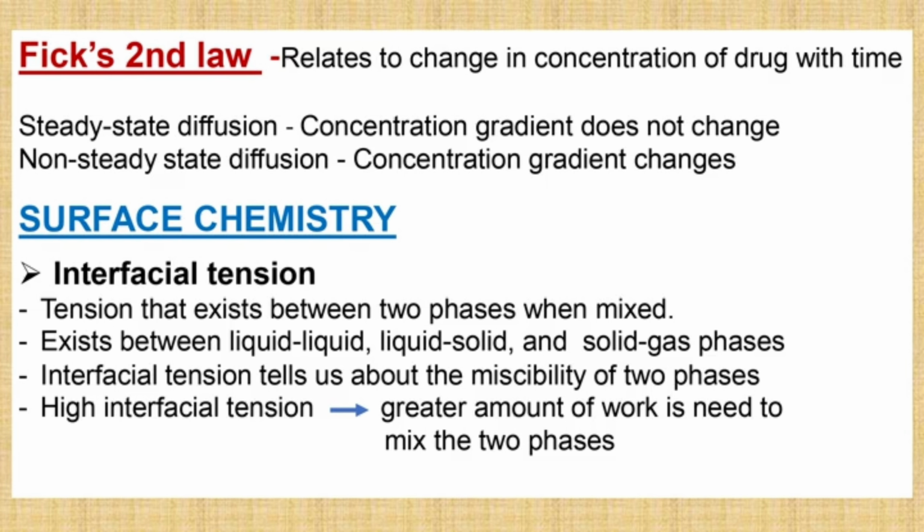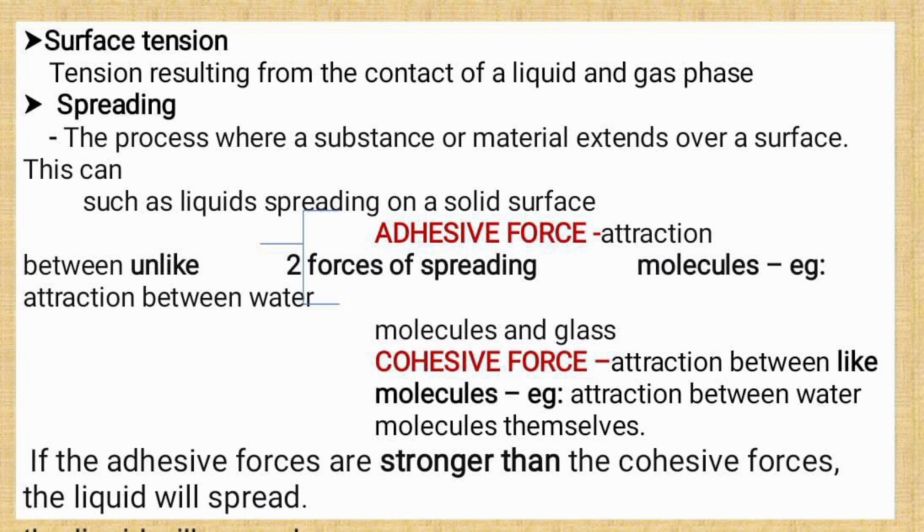Okay, high interfacial tension means a greater amount of work is needed to mix the two phases. If we want to apply more work to the liquid or solid phases, that means high interfacial tension. Okay. The next slide is about surface tension. Surface tension means tension resulting from the contact of a liquid and gas phase. And spreading is the process where a substance or material extends over a surface. That is the normal simple definition. A simple example is liquid spreading on a solid surface.